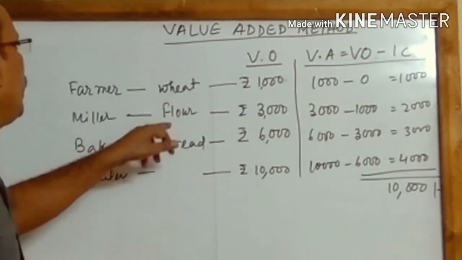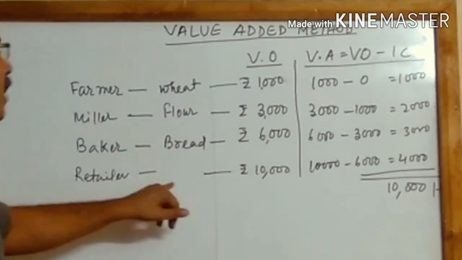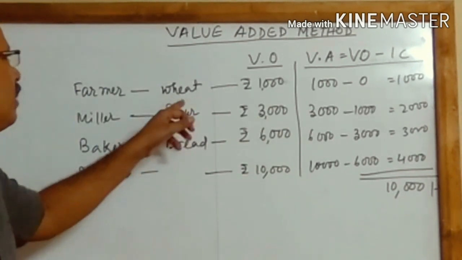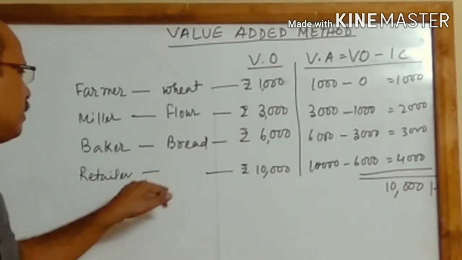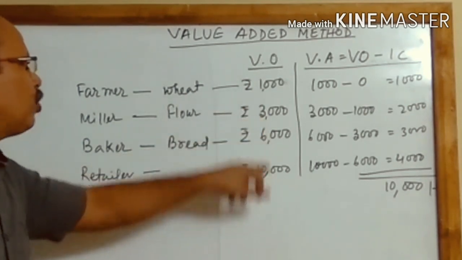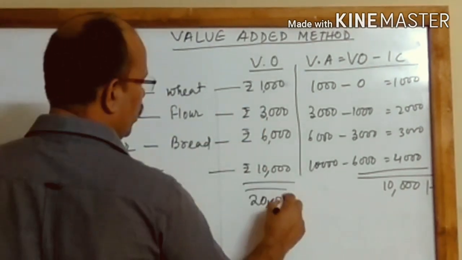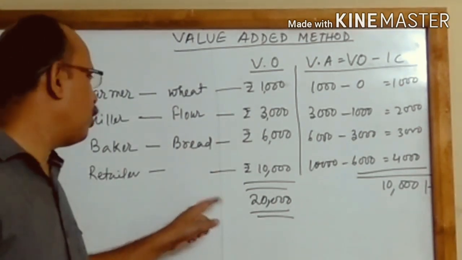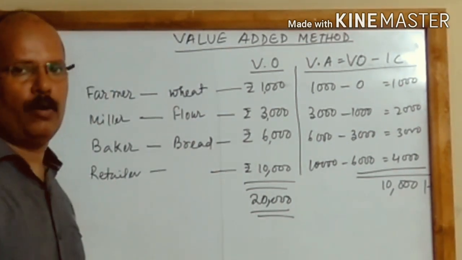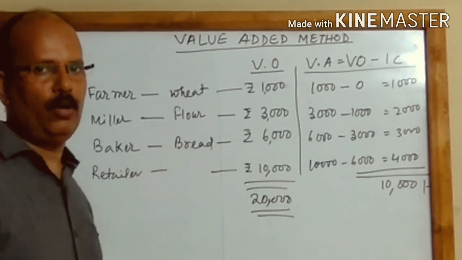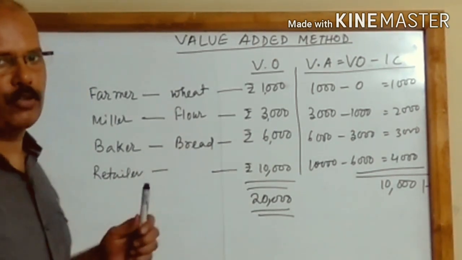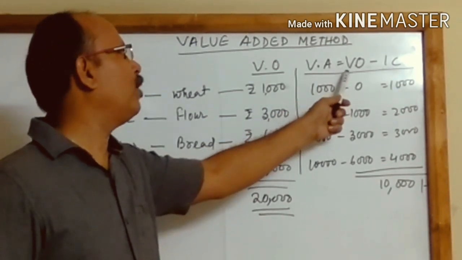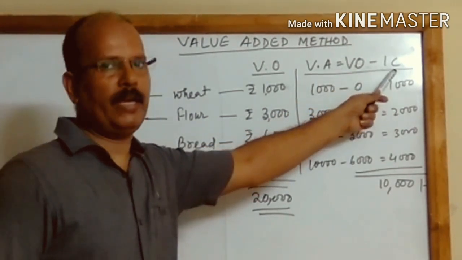Now the question is, wheat, flour, bread, or the retailer's service, what will be included in national income? If we include all the values, wheat, flour, bread, and the retailer service, then the total value will be 20,000. So if we think that our national income is 20,000, we are committing a mistake of double counting. So we will have to find out the actual value, and we can find the actual value by the formula for value added. Value added is equal to value of output minus intermediate cost.